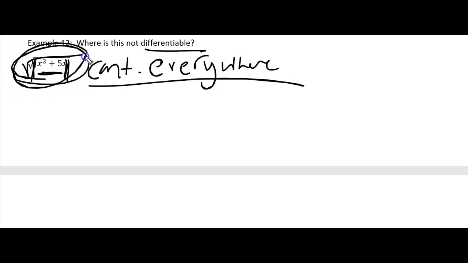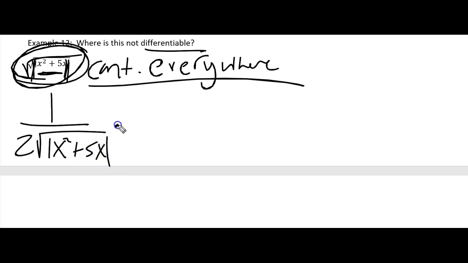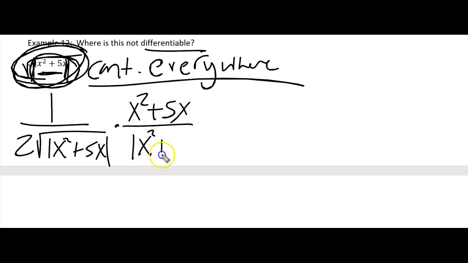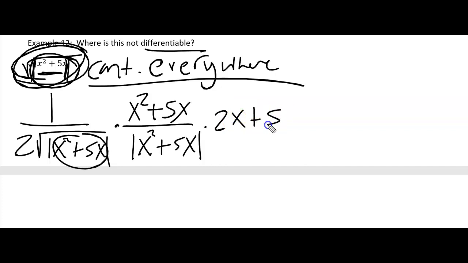The derivative of a square root is 1 over 2 square root of whatever we had originally. But we need to multiply this by the derivative of the inside. Now, the inside is an absolute value function. We talked about that on the last problem. On the last problem, we saw that the derivative of an absolute value is whatever's on the inside divided by the absolute value of whatever's on the inside. Finally, we need to take the derivative of the inside of the absolute value, which is 2x plus 5.